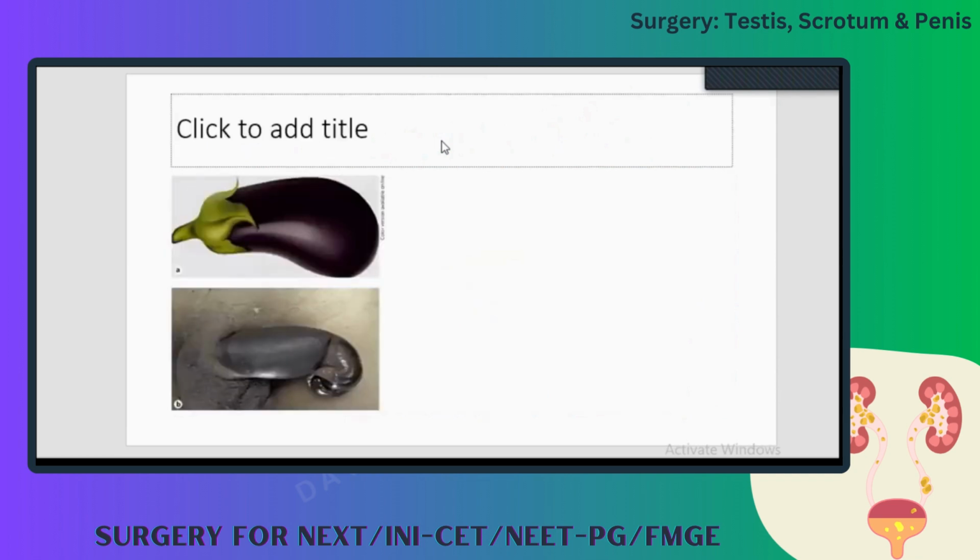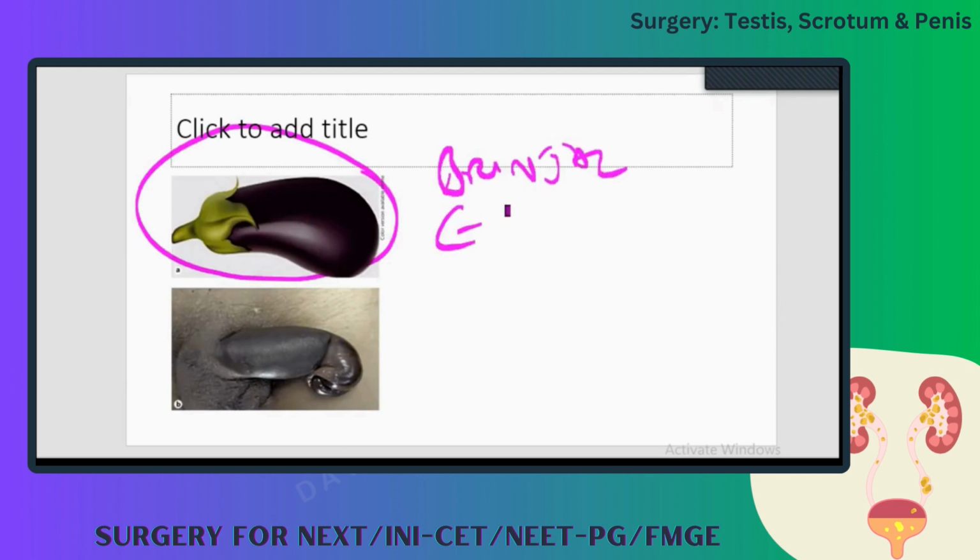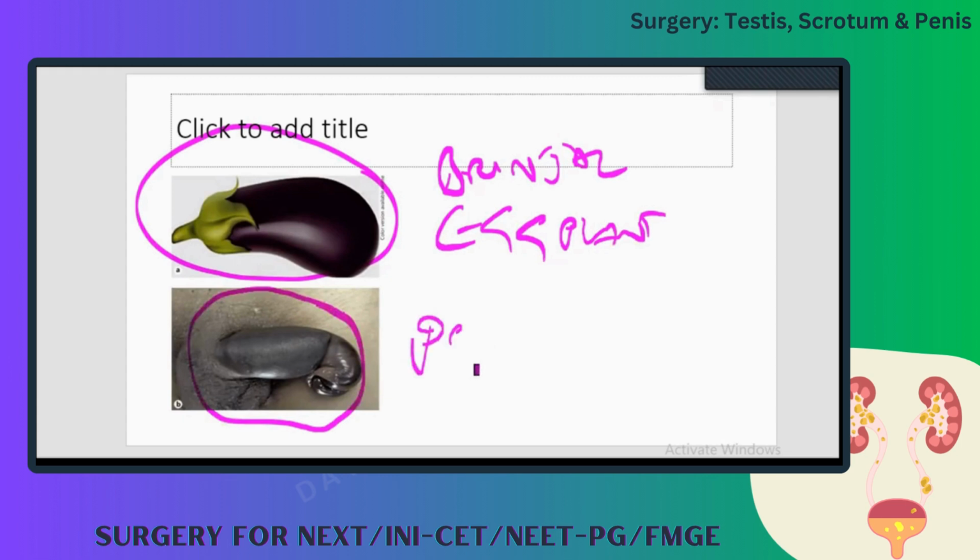What is this? This you all know, right? What is this? Brinjal. Other name for brinjal? Eggplant. Okay. It is also looking like this only, right? So there is penile fracture. This is a penile fracture. There is not only fracture of the bone, but there is fracture of the penis also. This penile fracture looks like this, eggplant deformity.